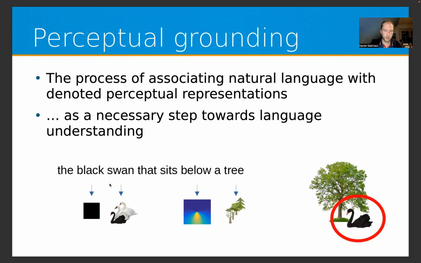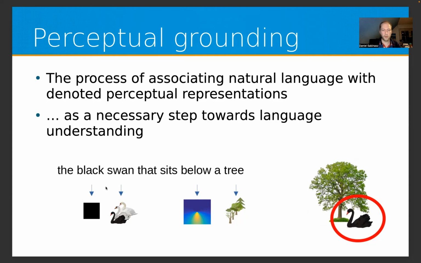For example, when we hear this phrase, we have to associate the word black with its perceptual meaning. We refer to this as a concept. So we associate the word black with the concept of blackness, which is a perceptual representation that characterizes what it means for an object to be black. Similarly, we associate the word swan with a perceptual representation of the category of swans. What do swans usually look like? And similarly for prepositions, words that denote a relationship, like below, we also associate a certain perceptual meaning with that word.